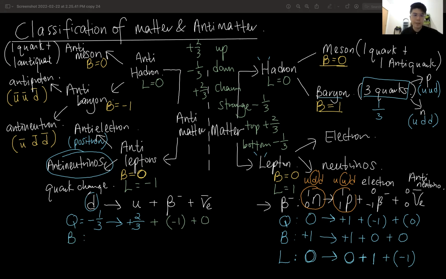How do I know the baryon number of a down quark? The baryon number of a neutron is 1, right? But if I only want a down quark, now a baryon is made of 3 quarks, so if the baryon number is 1, then the baryon number for 1 quark is 1 over 3. Following? Any particle that is a baryon has a baryon number of 1. But if I'm talking about the down quark only, which is 1/3 of a baryon because it's made of 3 quarks, the baryon number here I'm going to write as 1 over 3.